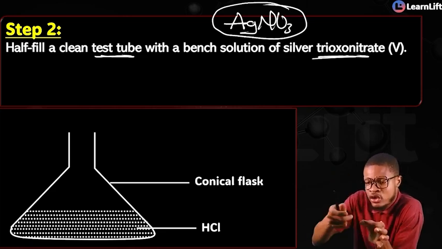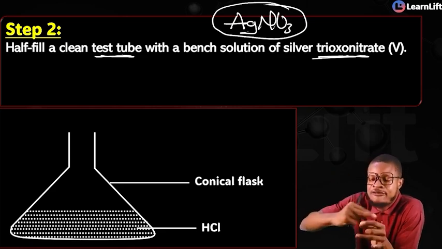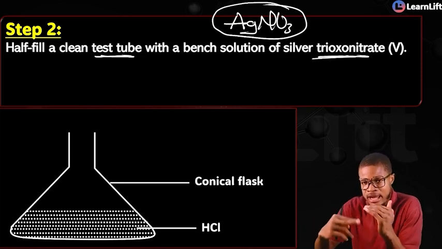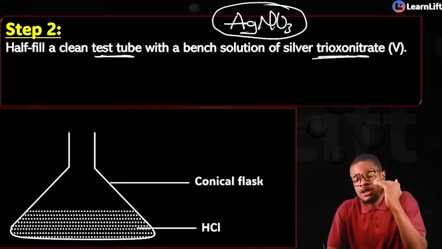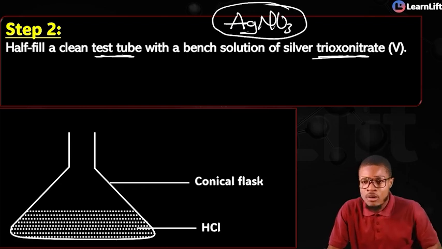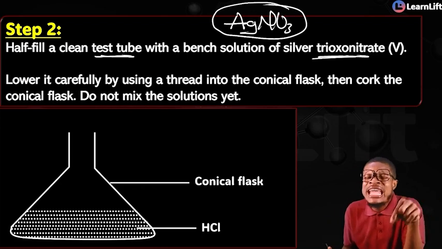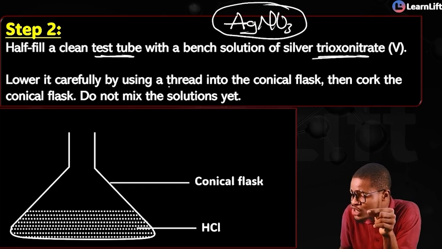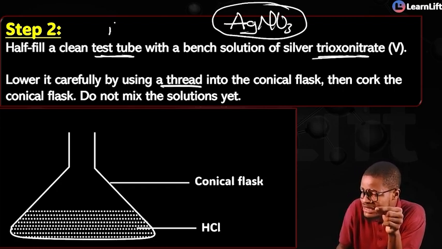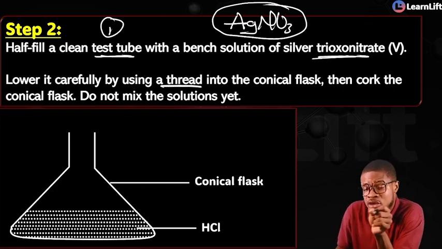Fill the test tube. Carry your test tube. Pour it half of it, and you don't fill the test tube to the brim. Fill it to half. You get it now. And then the next thing is to lower it carefully using a thread. So first, I need a test tube that will contain my silver trioxonitrate(V).